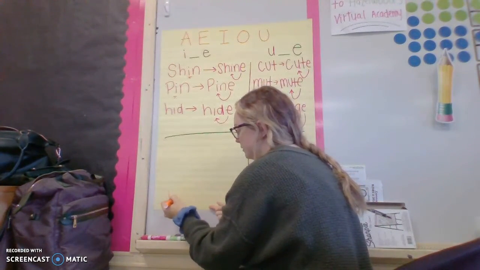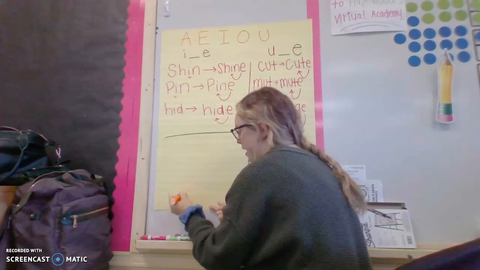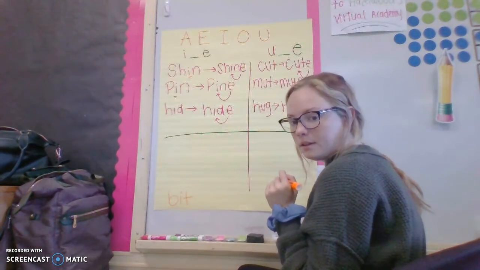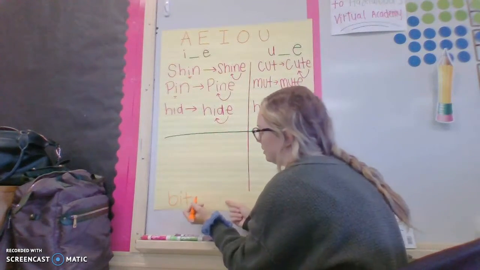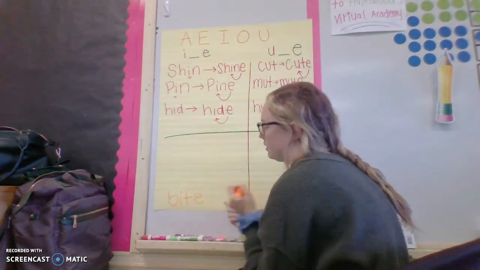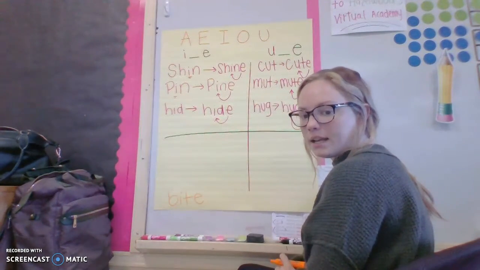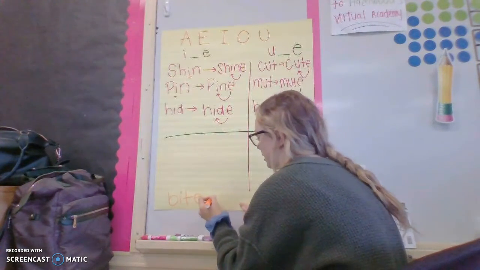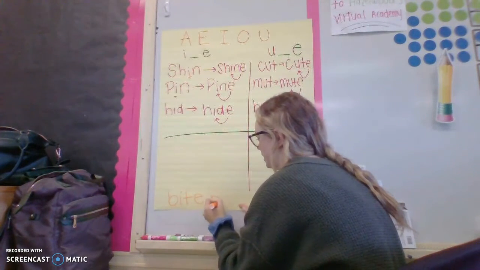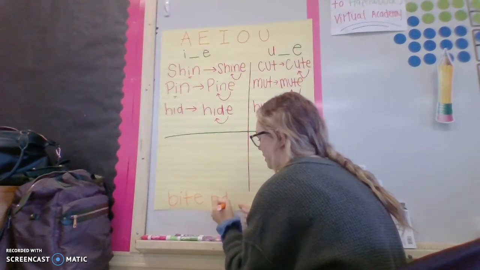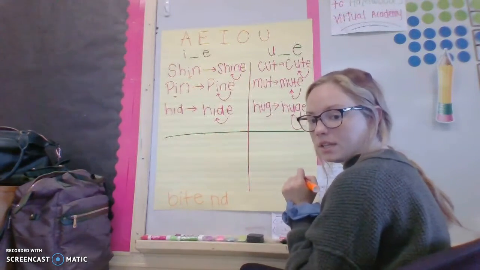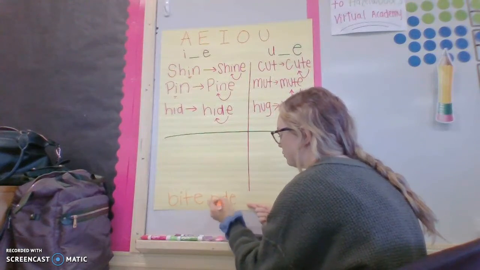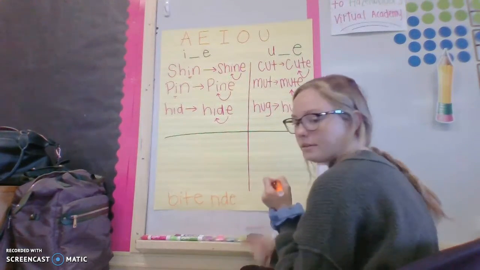I want you guys to do the words bit. How is that going to change when we add the quiet E? Bit. If we add that quiet E, the word is bite. Let's do the next one. The next word is rid. And when you add that quiet E, that word's going to change when you say it. Rid becomes ride, ride.